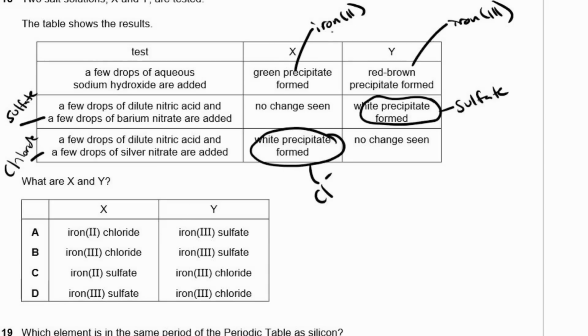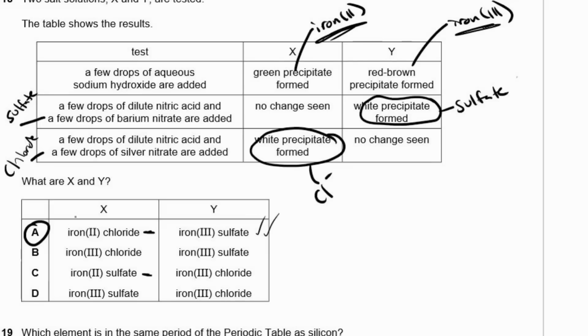So what is X? X, we said was iron 2, so it's either iron 2 chloride or iron 2 sulfate, and we said it was a chloride. So the answer was probably A. Let's double check. Y, we said it was iron 3, so that makes sense. And sulfate, yes, it says sulfate. So that's 2 checks there.